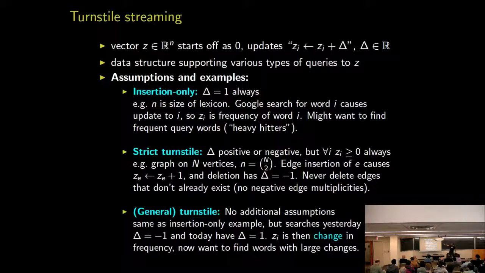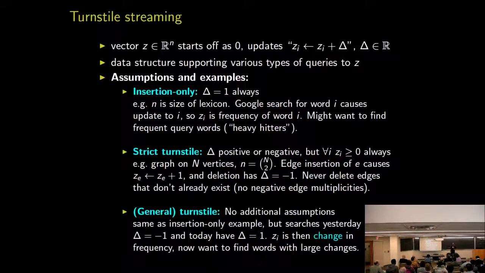So that's insertion only. There's the strict turnstile model within turnstile streaming. That's where you're allowed to have positive and negative updates, but you're not allowed to ever have negative frequencies. For example, in the fruit game, I can't delete a fruit that's not already in the basket. Another place where that shows up is big graphs. Imagine that z is defined on a graph of capital N vertices. The dimensionality of z is N choose 2. Those are all the edges that could possibly exist in the graph.